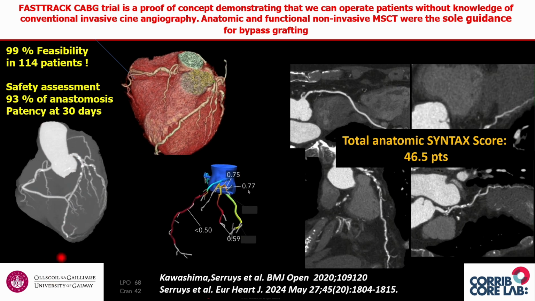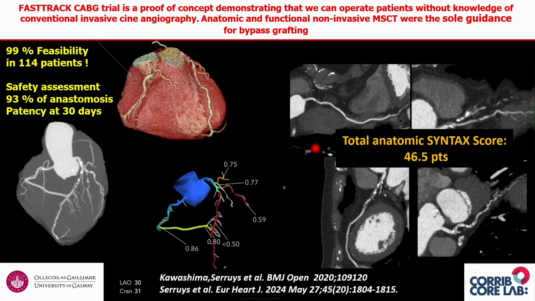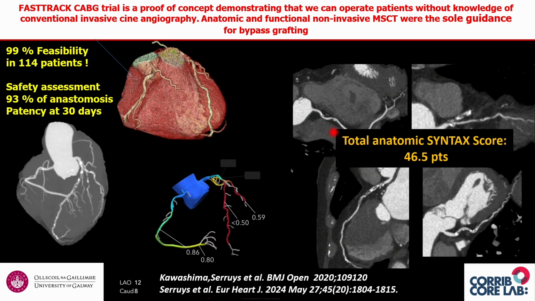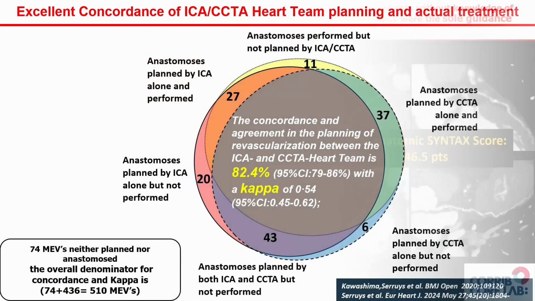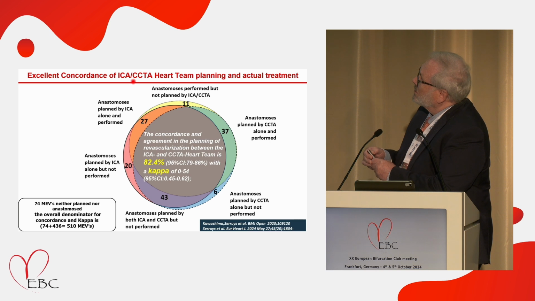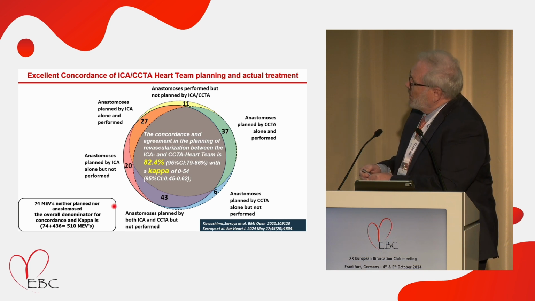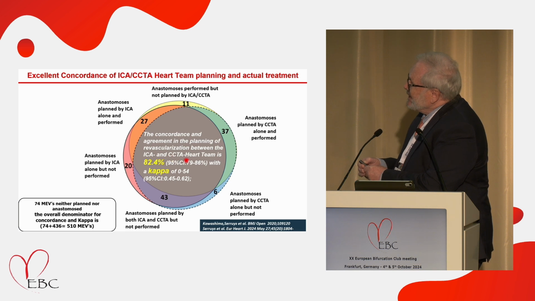So that's the maximal intensity projection, volume rendering, the FFR-CT, and then we were presenting to the surgeon, who loved it, this multi-planar projection, calculating for them the SYNTAX score. Now, one slide from the paper is that there was an excellent concordance of ICA, CCTA, heart team planning and actual treatment. This is what we call a quantitative Venn diagram, and you see that the concordance and agreement in the planning of revascularization between ICA and CCTA heart team was 82.4% with a kappa of 0.54.